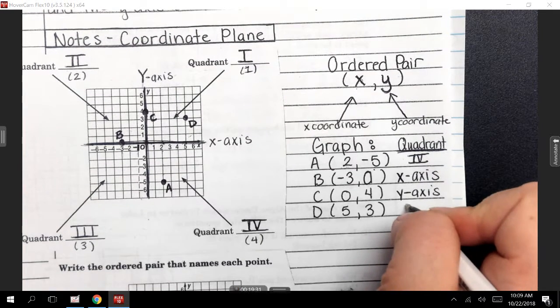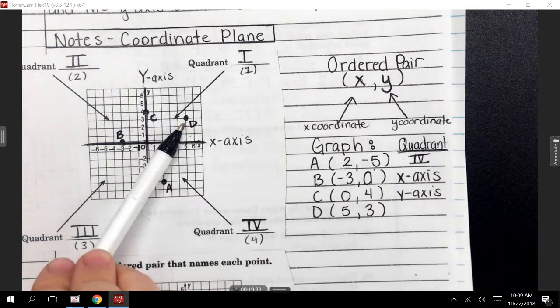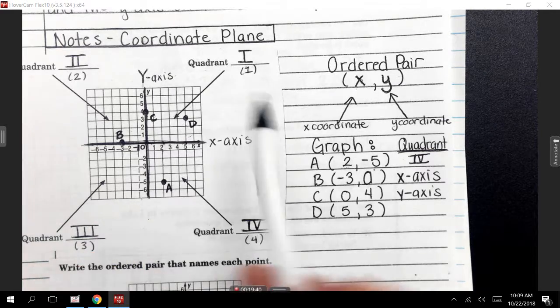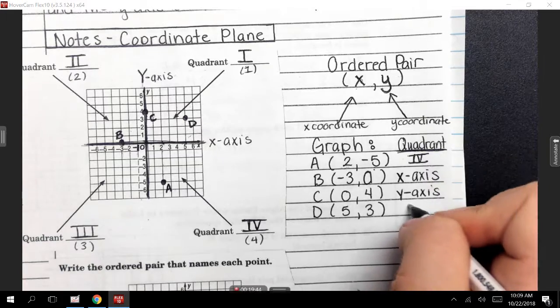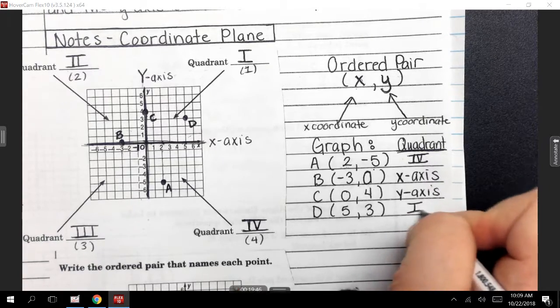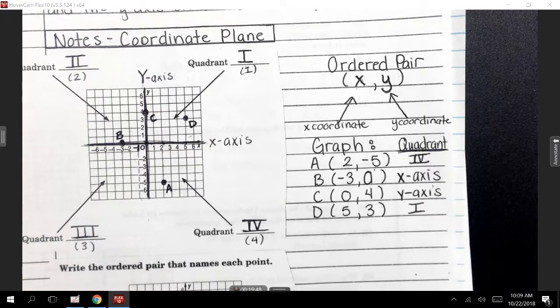What quadrant is that going to be in? Savannah. Double check. There's D. What quadrant is that? Look at my arrow right here. 1. Okay. All right, guys, do y'all have any questions about how we just did those?